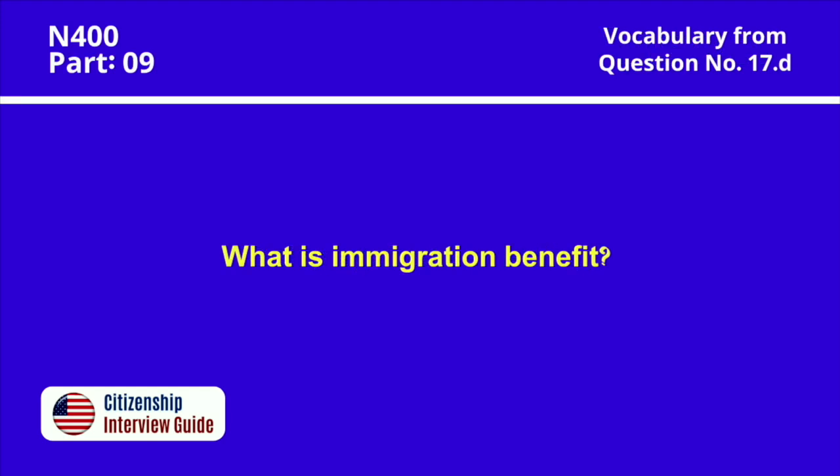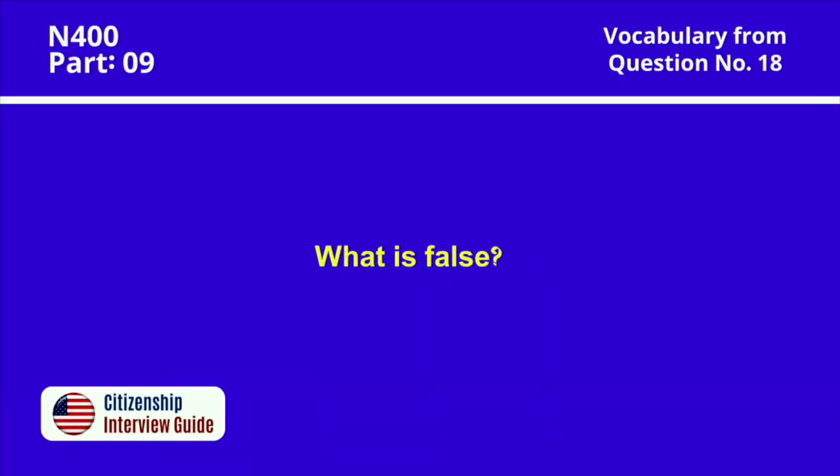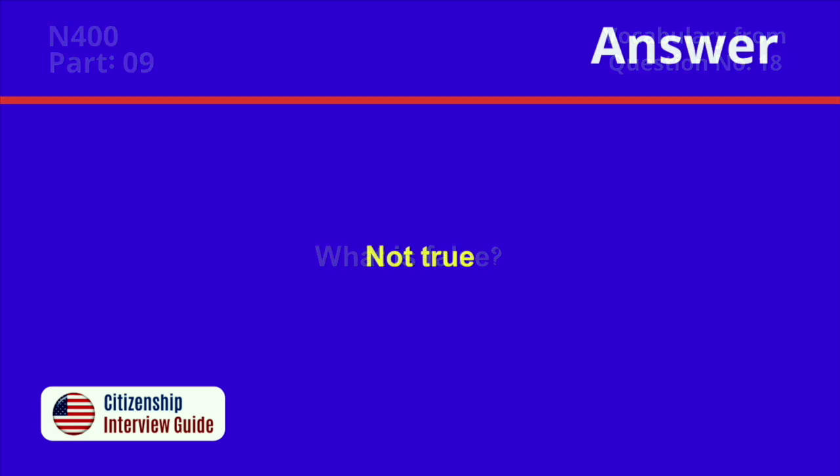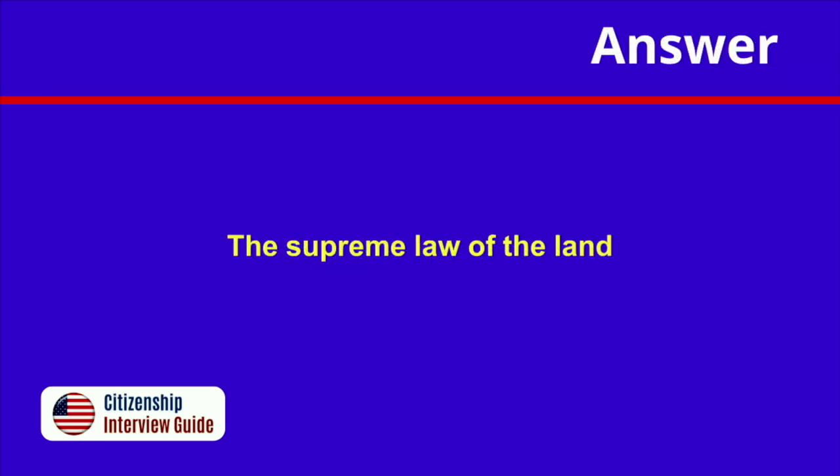What is immigration benefit? Things. Like a visa, green card, or citizenship. What is false? Not true. What is constitution? The supreme law of the land.